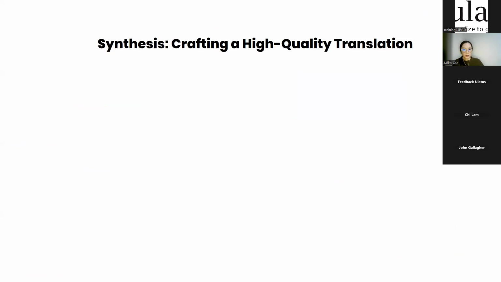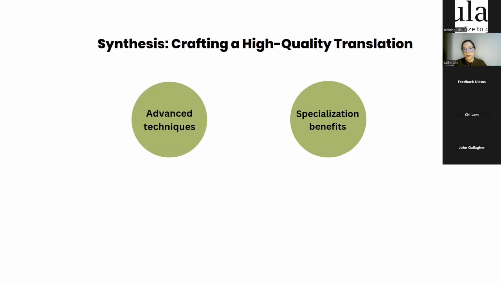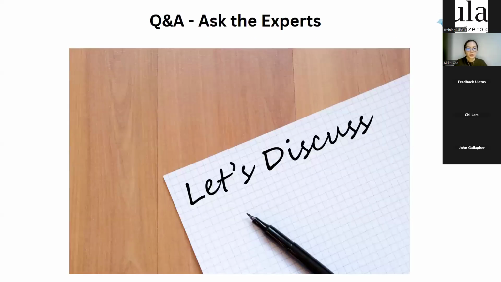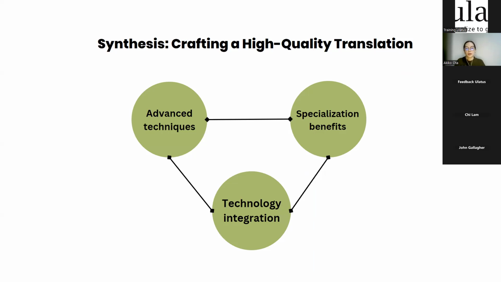Okay, I think we have covered quite a lot today. So here, let's synthesize our learnings. When you combine advanced language techniques, specialized knowledge, and effective use of technology, you can elevate your translations from good to exceptional. This holistic approach is key to mastering the art of translation. So we strongly encourage you to apply it.